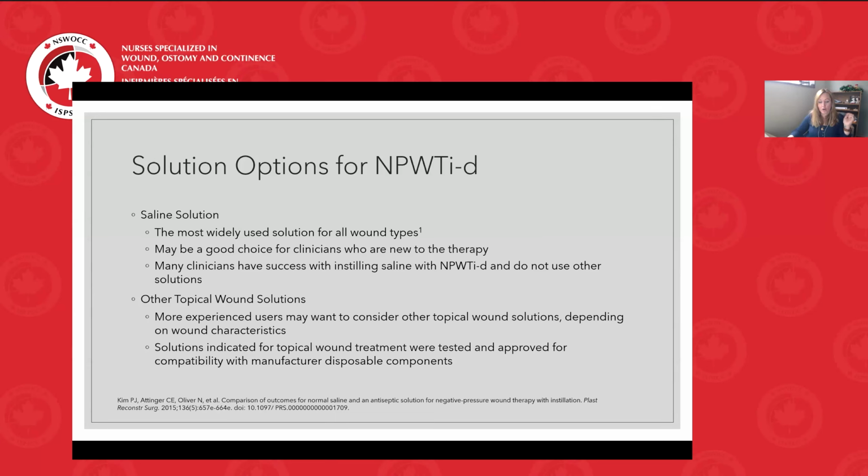Other wound solutions that are approved for it, there is acetic acid. That's one I commonly use. Hypochlorous acid, I commonly use that. Prontosan can be used through it, but you know, there's lots of studies out there. There's lots of clinical guidelines and papers out there showing though that saline is just as effective.